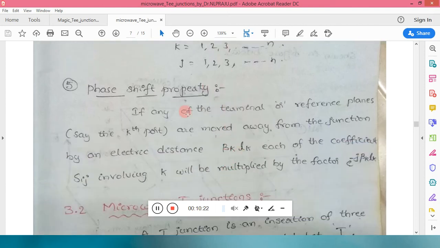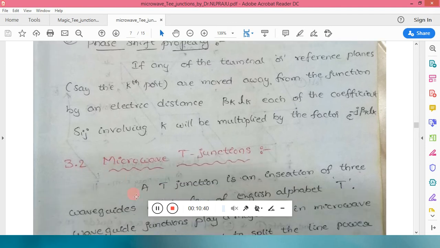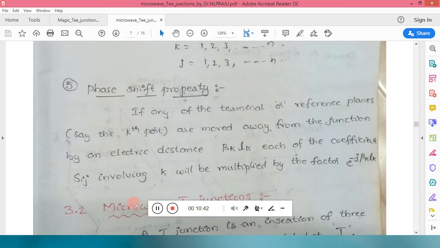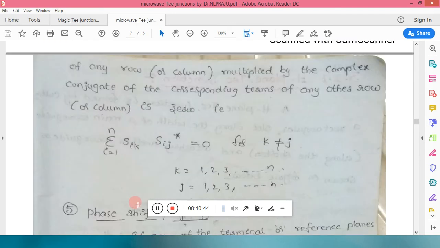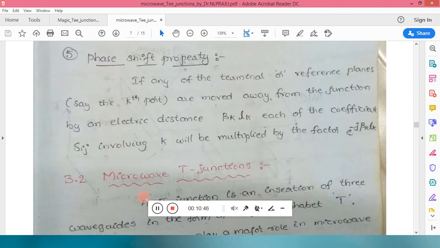The fifth property is the phase shift property. If any of the terminal or reference planes, say the kth port, is moved away from the junction by an electrical distance βk lk, each of the coefficients Sij involving k will be multiplied by the factor exponential of minus j βk lk. The last two properties are rarely utilized. The remaining three properties we always utilize to identify or characterize the microwave T junctions.